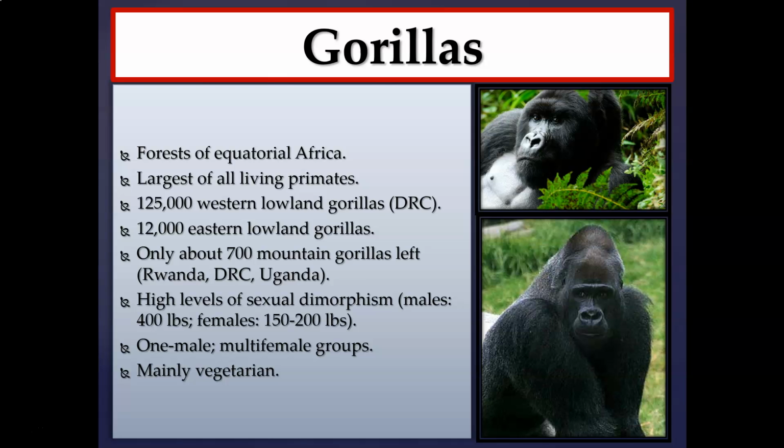And the harem master, essentially that dominant male, is then mating with all of the reproductively receptive females in that group. And they are predominantly vegetarian, which is going to relate to their massive jaws and dentition and the sagittal crest that I'll show you here more in a moment. They are also, unfortunately, extremely endangered. There's only about 125,000 western lowland gorillas left in the DRC. Only about 12,000 eastern lowland gorillas, and only about 700 mountain gorillas left in Rwanda, the DRC, and Uganda.